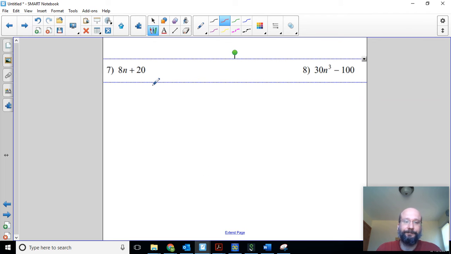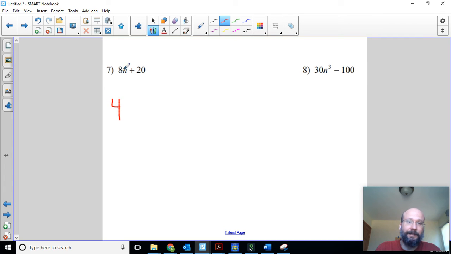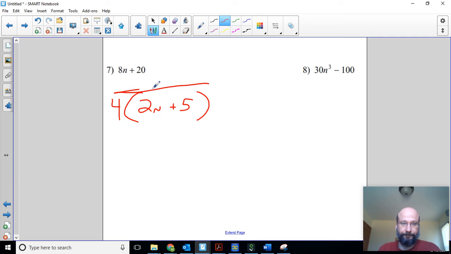Do another one. So 8 and 20, use Desmos to find the GCF. It's 4. This one has an n, this doesn't. So I cannot take out an n because they both have to have the variable. 8n divided by 4 is 2n. 20 divided by 4 is 5. That's my answer.